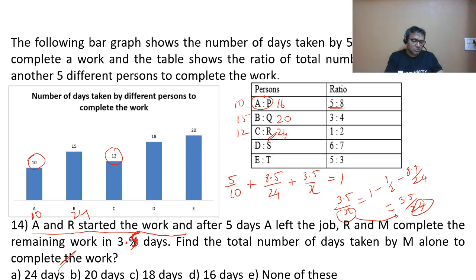Yeah, Ashwin, Mohammed Qais, Qazi, yeah. So I repeat again. A can complete the work in 10 days, he does 5 days of work, so 5 upon 10. R can complete the work in 24 days, he does 8.5 days of work, so 8.5 upon 24 is what R does. So M, let him complete in X days, he works for 3.5 days, so 3.5 upon X. If you solve, you'll get X as 24.